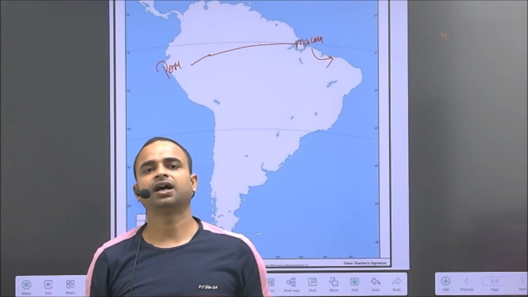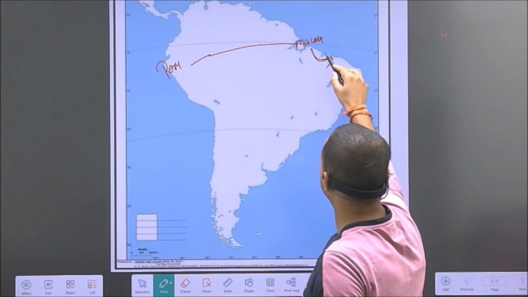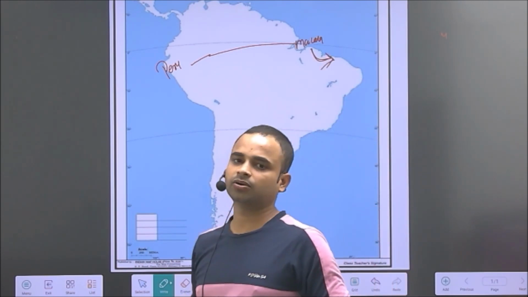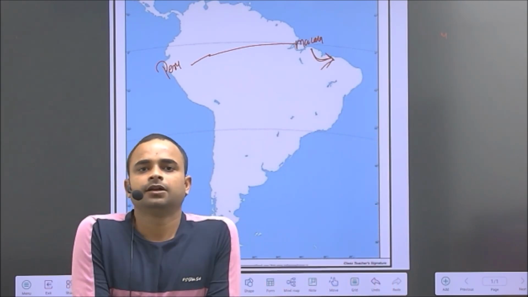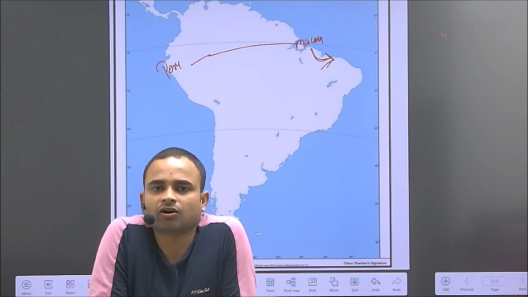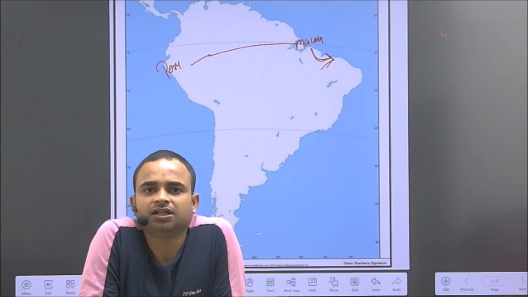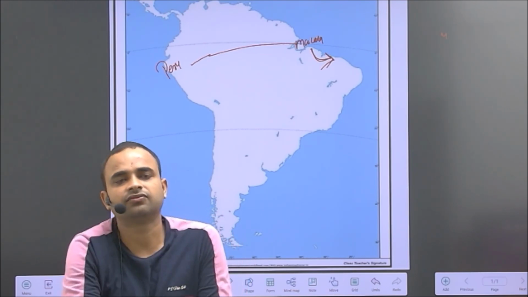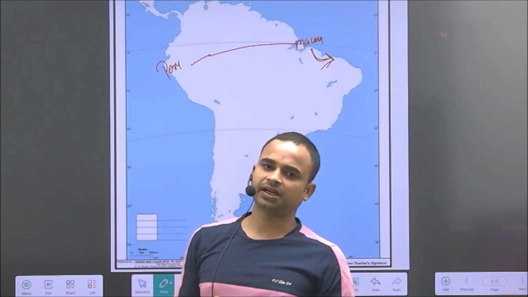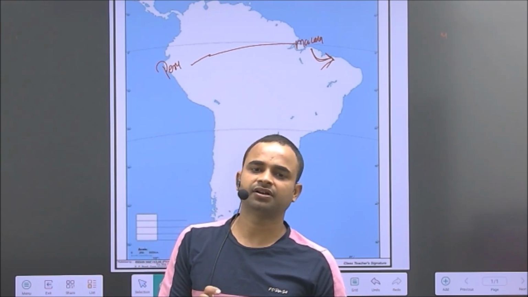The concept behind largest and longest I have discussed. So some important facts about Amazon River. Amazon River is the second longest river after Nile, and it is the first largest river of the world. Secondly, the rubber plant was found in the Amazon River basin.